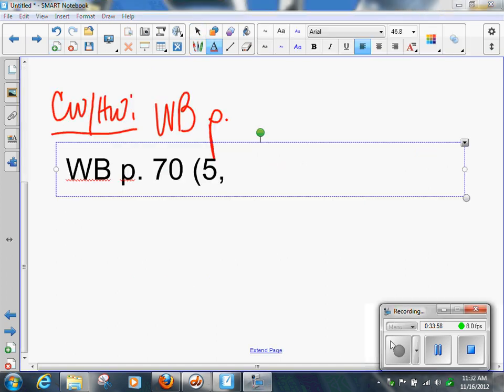Workbook, let's look. All right, so you are looking at the following problems. Let's look at the workbook, page 70. Don't roll your eyes at me. I saw that. Here we go, page 70, number 5. I want you to do that, and then I want you to go.